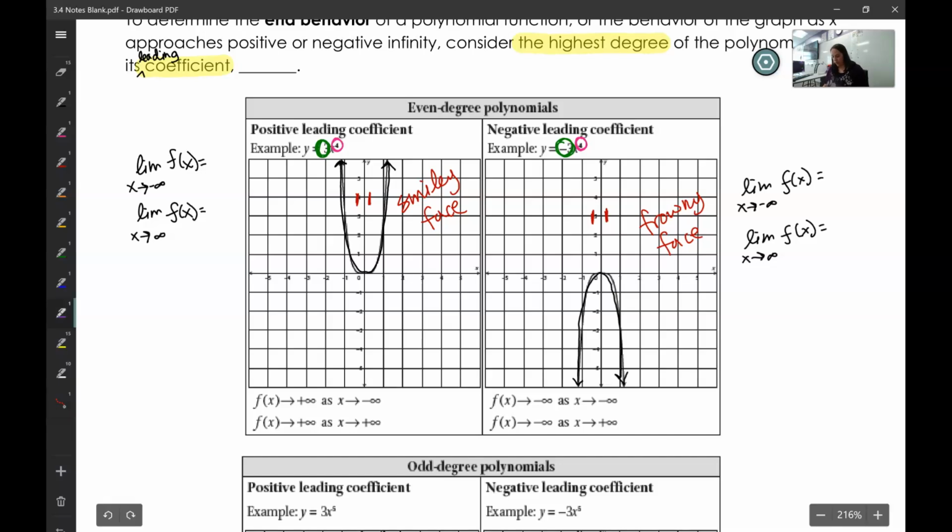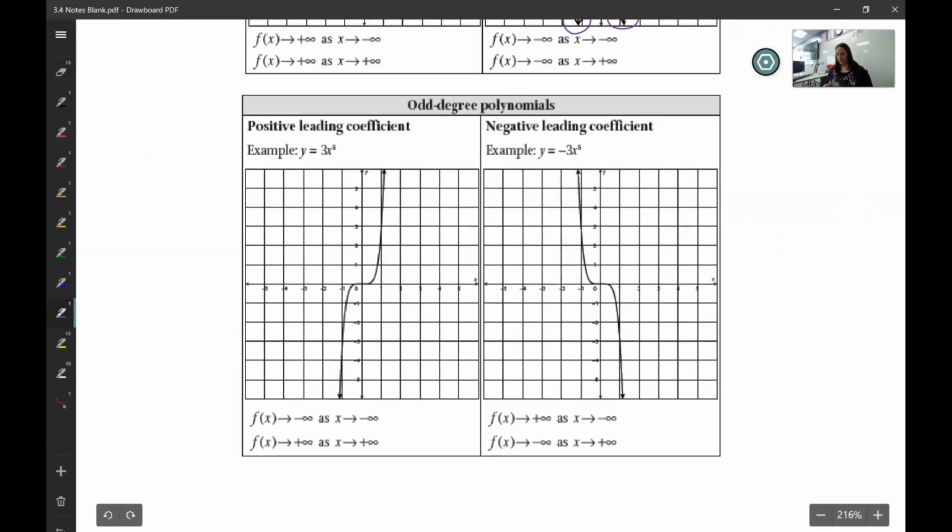So for this one, the smiley face, both arrows point up. So our end behavior is both going to go up to positive infinity. For the frowny face, both arrows point down, so both end behaviors are going to go down to negative infinity. Now let's do the next two.